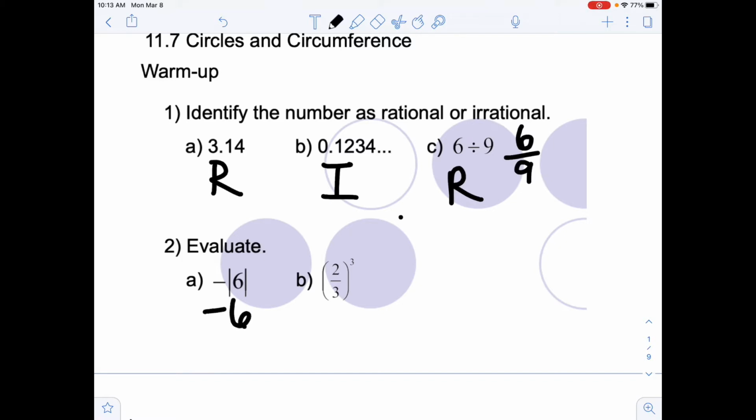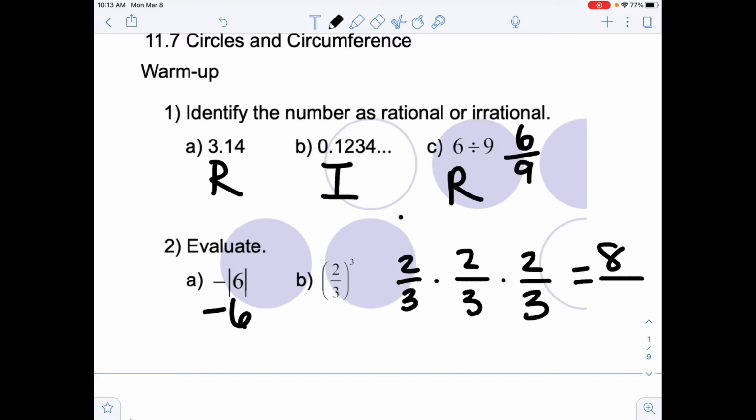And B is 2/3 to the third power, which means 2/3 times 2/3 times 2/3. I can't cross simplify, so I'm just going to multiply the numerators. 2 times 2 is 4, times 2 is 8. Multiply the denominators. 3 times 3 is 9, times 3 is 27. Can't simplify, so there's my answer.